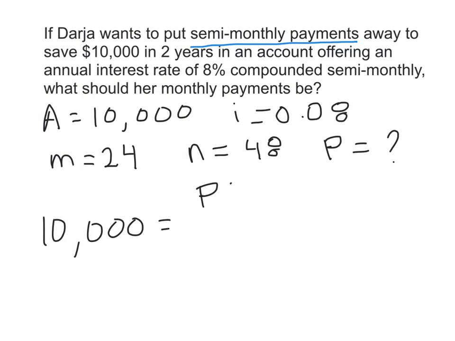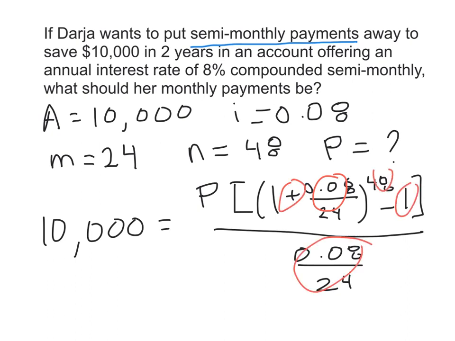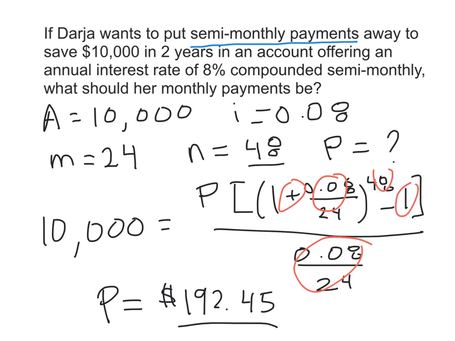10,000 is equal to P, which we don't know, times 1 plus I over M to the power of N, then minus 1, divided by I over M. When you calculate this, I suggest going from the inside and working your way out, and then taking 10,000 and dividing by that amount to solve for P. So in this case, you end up with a monthly payment of $192.45.